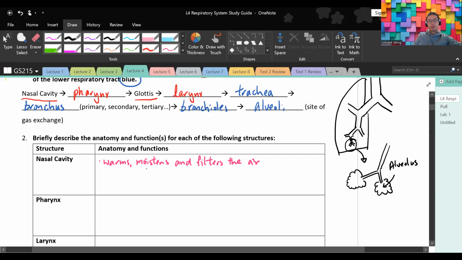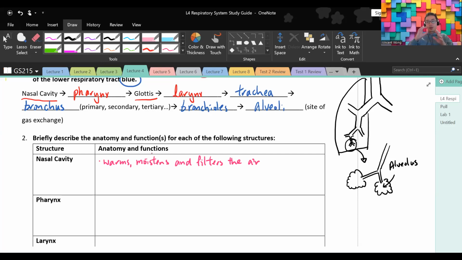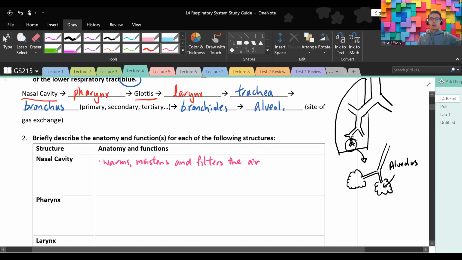Okay. It warms it and moistens it because there is mucus lining inside, and these mucus linings are going to be very rich in capillaries, and so that allows you to warm the air and add a little bit of moisture to it. And all those hairs inside your nose will help with the filtering part of the nasal cavity. Okay, so the nasal cavity also leads to 4 sinuses.